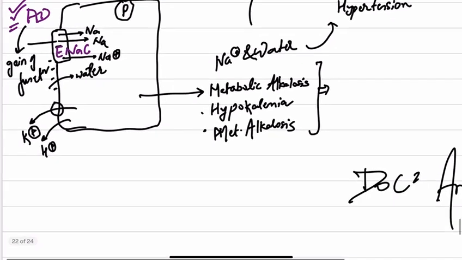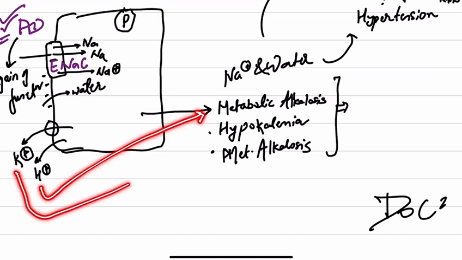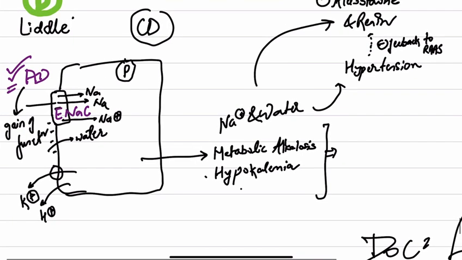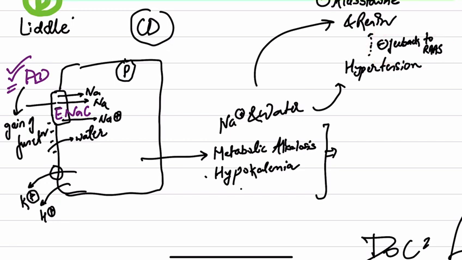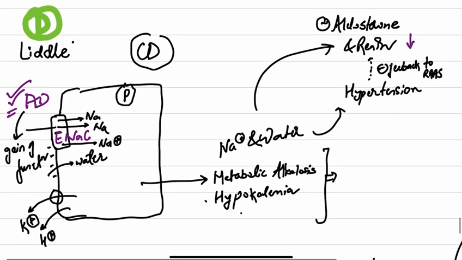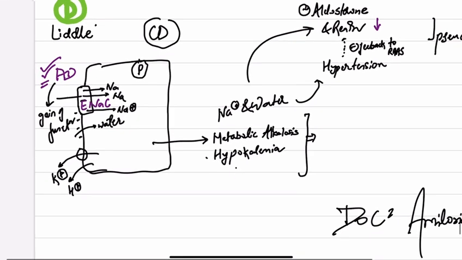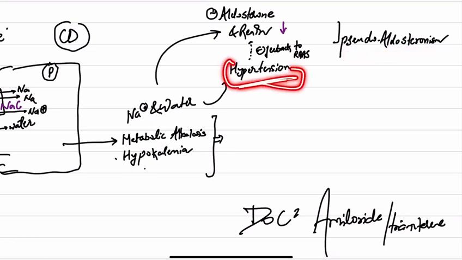Okay, so hydrogen and potassium will be lost. Here there is metabolic alkalosis because hydrogen is being lost, and hypokalemia because potassium is being lost. As sodium and water come inside, there will be hypertension, and hypertension will give negative feedback to the RAS, and renin will decrease. Aldosterone will also decrease because the body is already full of sodium and fluid. This is known as pseudoaldosteronism, because there is hypertension, hypokalemia, and a metabolic alkalosis picture.